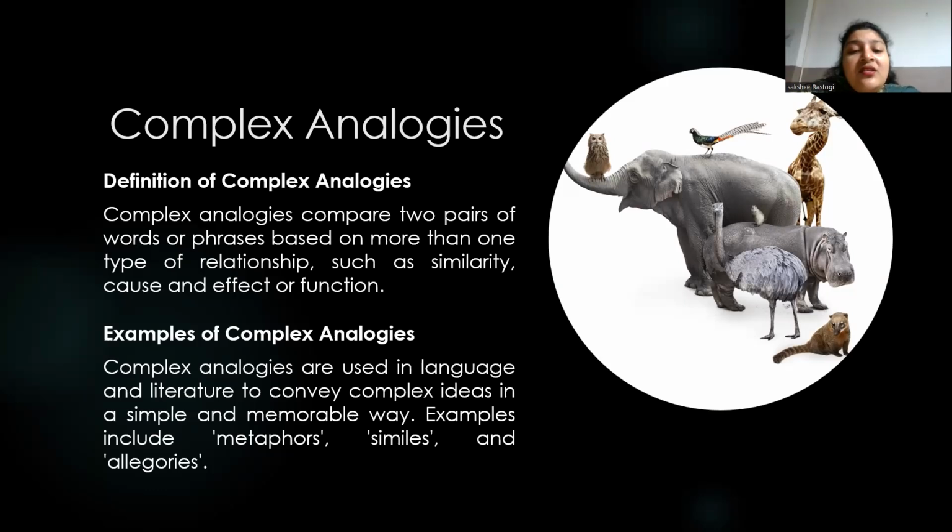Here are some examples of complex analogies. Architect is to building as software engineer is to algorithms. Ecosystem is to biodiversity as economy is to market diversity. Historical event is to context and scientific theory is to paradigm. Literary movement is to author and artistic style is to painter. Music composition is to harmony and poetic form is to meter.